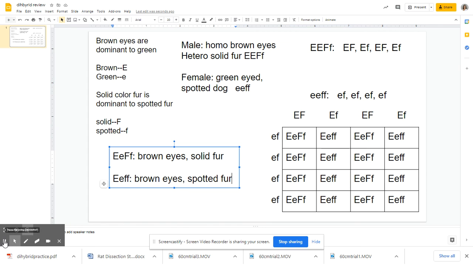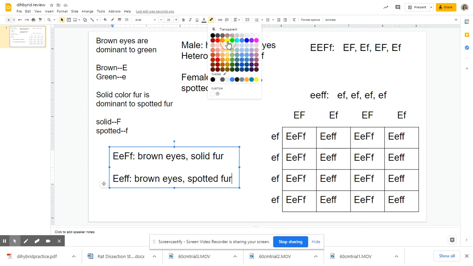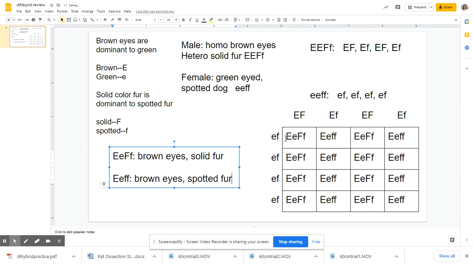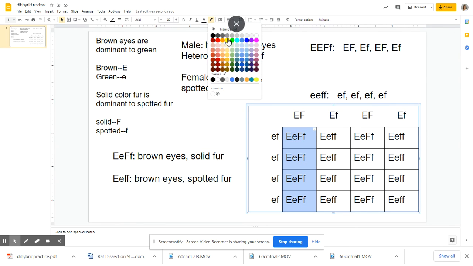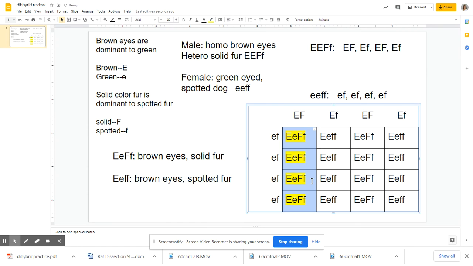Okay, so let's talk a bit about our probabilities here. What I want you to notice is that all of the combinations in this column, I'll go ahead and highlight them for us, are all the same. That's the brown eyes and solid fur. And also, these are brown eyes and solid fur. So out of the 16 boxes, that's 8 of them, which means we have a 50% probability of puppies having brown eyes with solid fur.